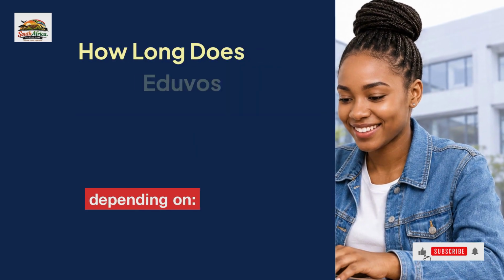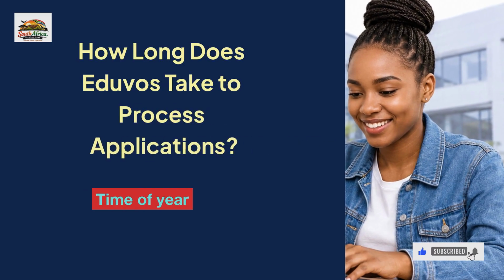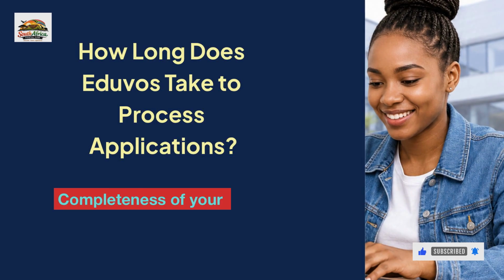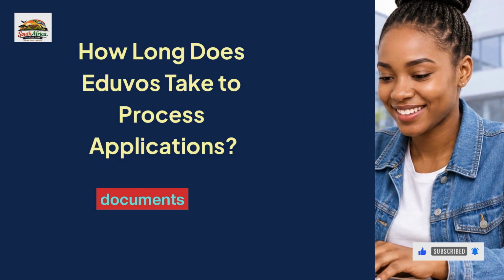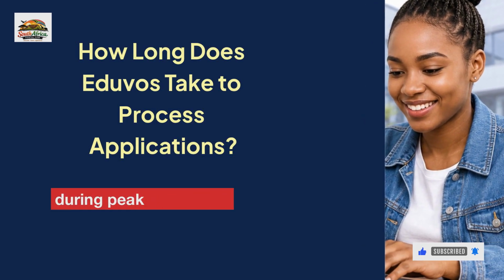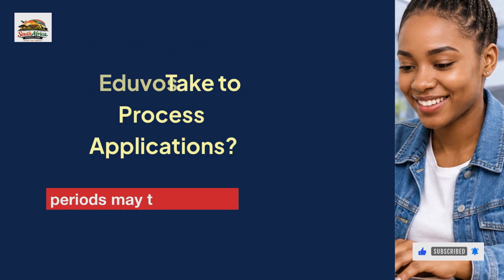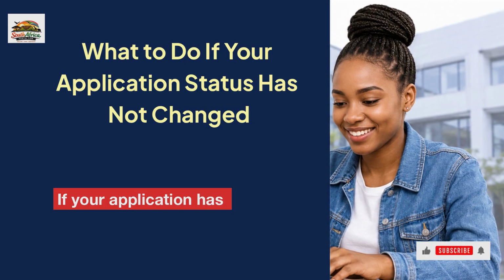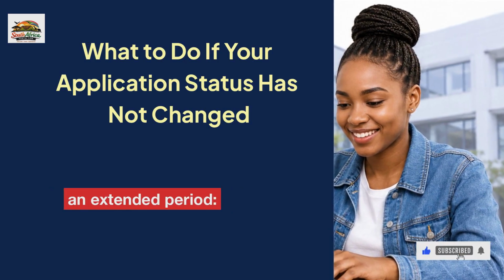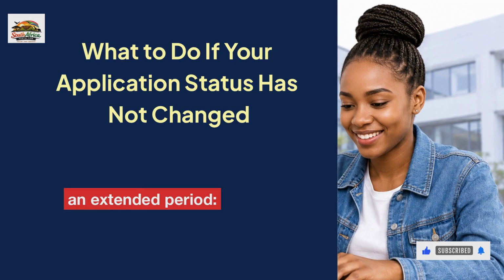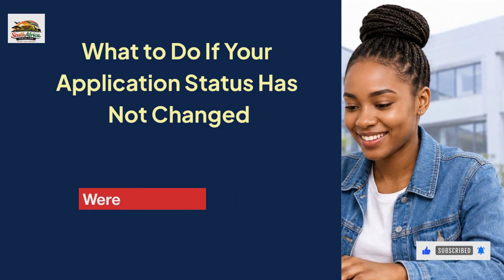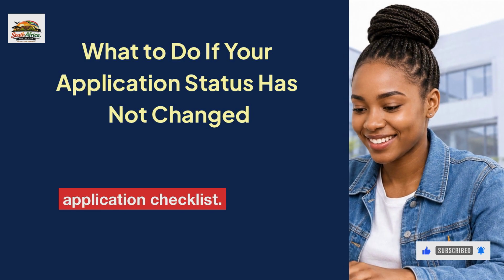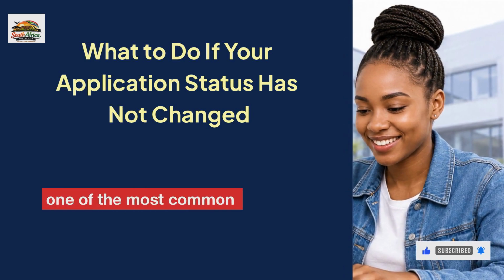Processing times vary depending on time of year, number of applications received, completeness of your documents, and program applied for. Applications submitted during peak admission periods may take longer. Checking your portal regularly is the best way to stay informed. If your application has remained unchanged for an extended period, confirm all documents were submitted. Double-check your application checklist. Missing documents are one of the most common reasons for delays.